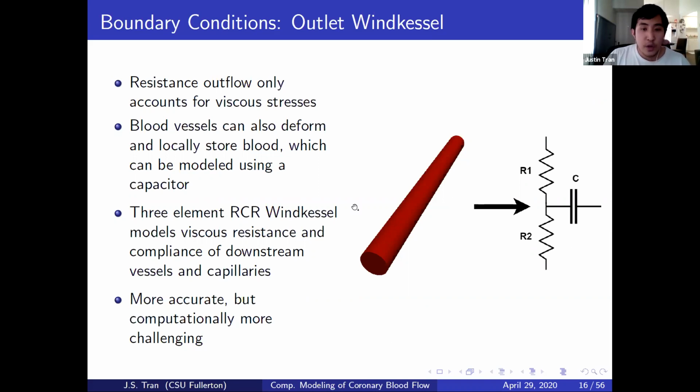Okay? And so as you can imagine, since we're adding additional physics here, we're going to get a solution that's more accurate. But because we're adding more components, it's going to be computationally more challenging. So it's a little bit more difficult to implement, and it takes a little bit longer to solve. But a lot of times, it really gives you a much better result.